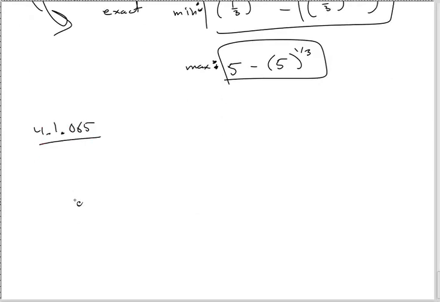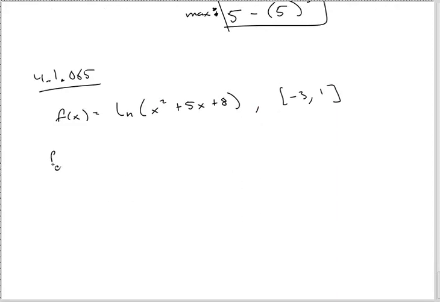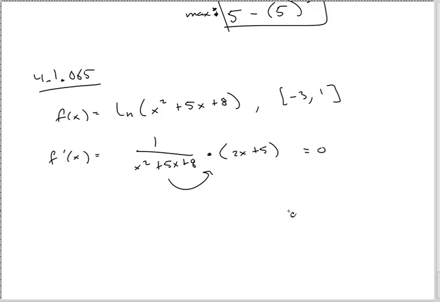41065. So I got f of x is equal to ln of x squared plus 5x plus 8, and we're going for the interval -3 to 1. All right, so let's find some derivatives. Derivative of ln is 1 over stuff. Then that stuff is complicated, so take the derivative of the inside and multiply it. And again, we're setting this thing equal to 0.